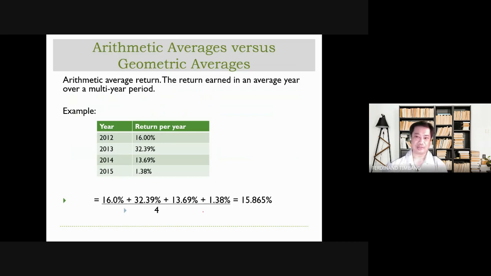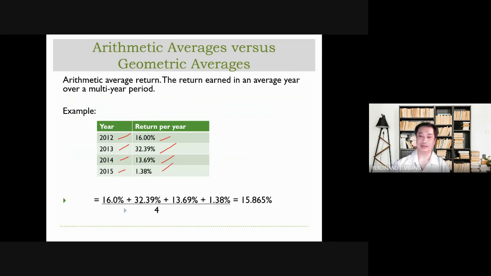Okay, now let's differentiate between the arithmetic average versus the geometric average. When we talk of arithmetic average, that is the return earned in an average year over a multi-year period. So ibig sabihin, let's say we have 2012, 2013, 14, and 15. And then you have the return of 16% for 2012, 32.39 for 2013, 13.69 for 2014, and 1.38% for 2015.